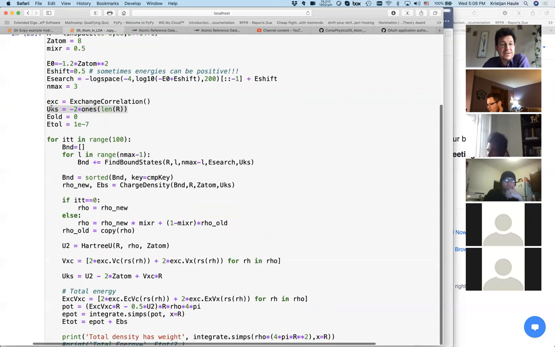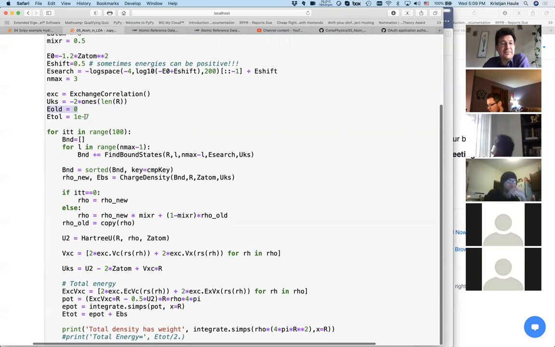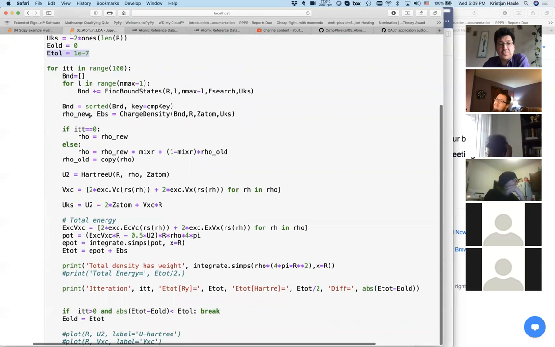Then we're going to set the old total energy just to 0. It doesn't matter, some arbitrary number. And then we're going to say that the tolerance for the total energy, so once the total energy doesn't change anymore, so the change is less than 10 to the minus 7, then we can break out of the loop. So this is what this etol means. It means the tolerance for the change in total energy in the loop.